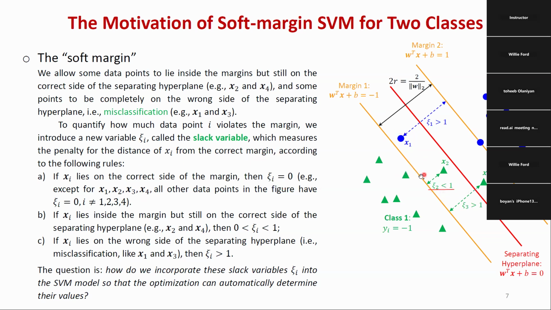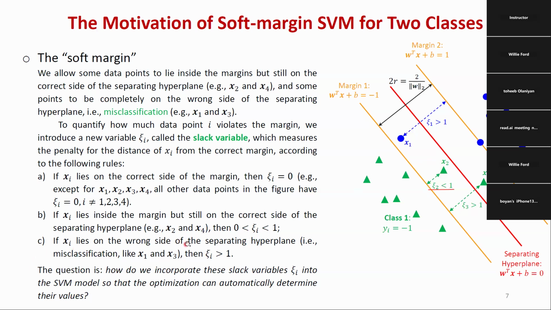Why? Because it somewhat indicates the distance here. The right-hand side is 0 at the separating hyperplane, and at the margin, the absolute value of the right-hand side is 1. So you're between 0 and 1, so you should be less than 1.